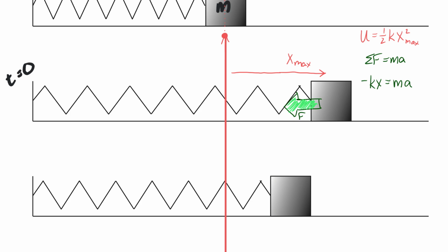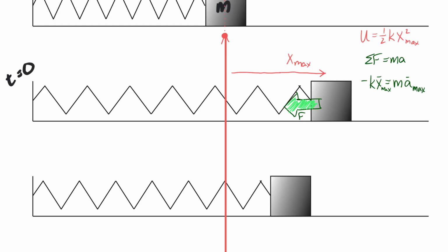The minus is about direction. This is telling me that the acceleration is in the opposite direction of the displacement. So I pulled the object to the right. When I release it, the acceleration is going to be to the left. That's what that negative sign is all about. But also, and this part's tricky, this has to be the maximum acceleration because it's the maximum displacement.